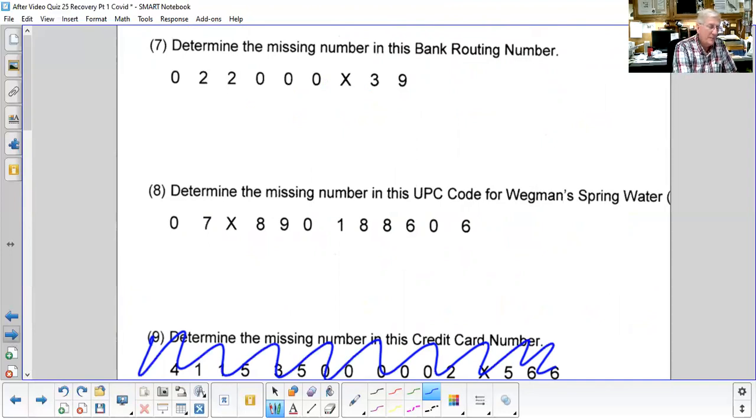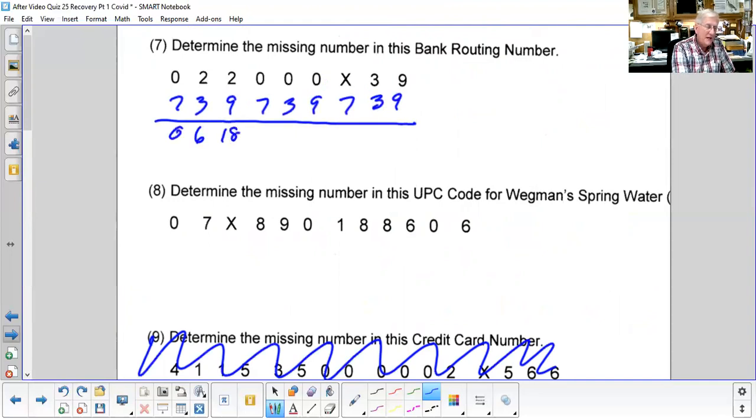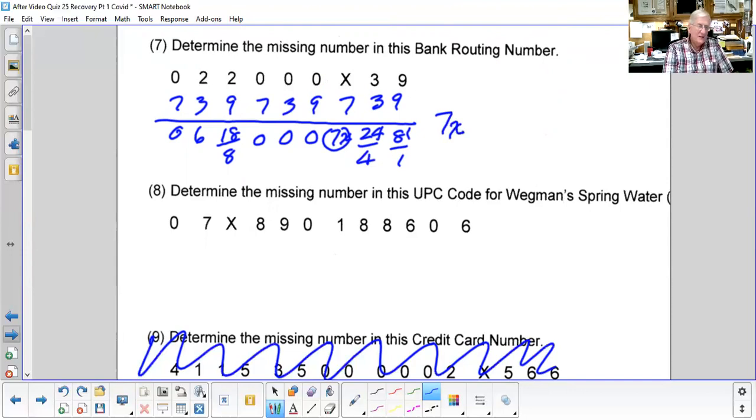For the bank routing number, it's 739, 0, 6, 18 or 8, 0, 0, 0, 7x, 24, and 81. This is a 1. This is a 4. What's my sentence going to read? 7x. I have to add the numbers going across. 14 and 4 is 18, and 1 is 19. So it appears it's 19.